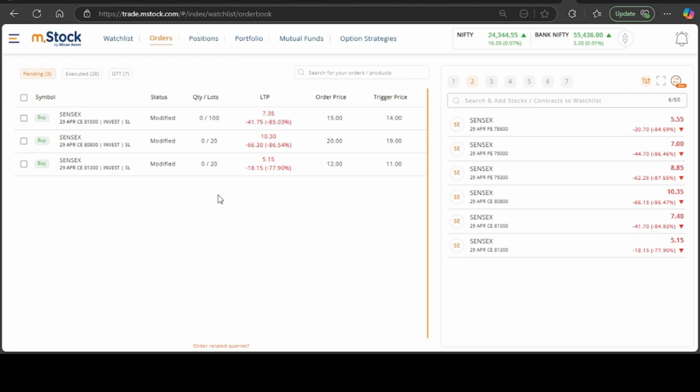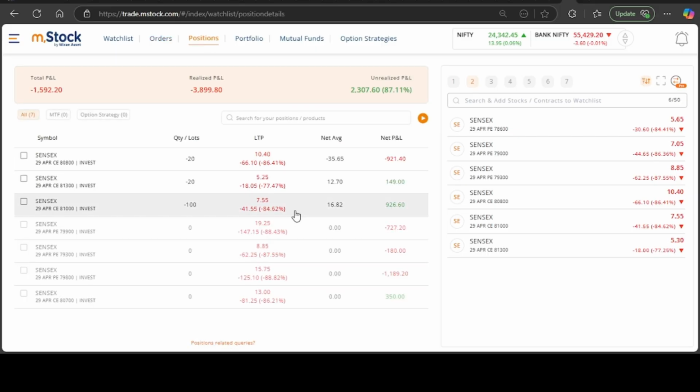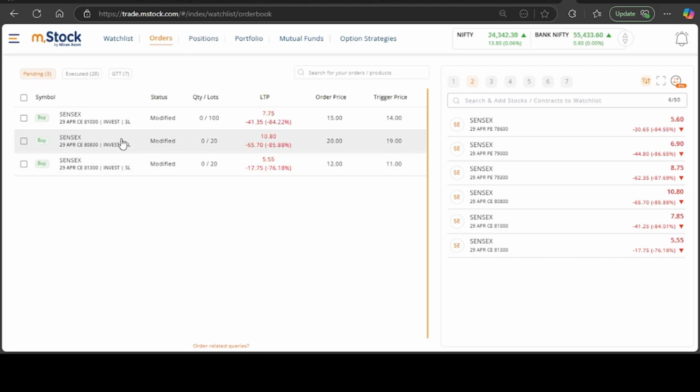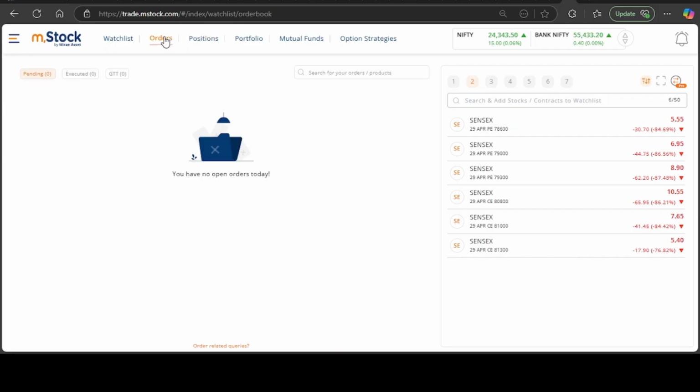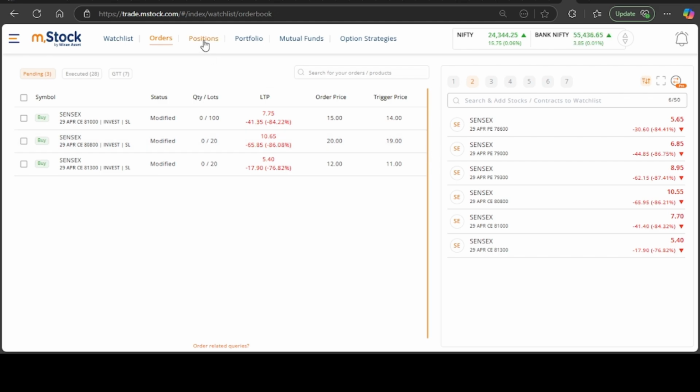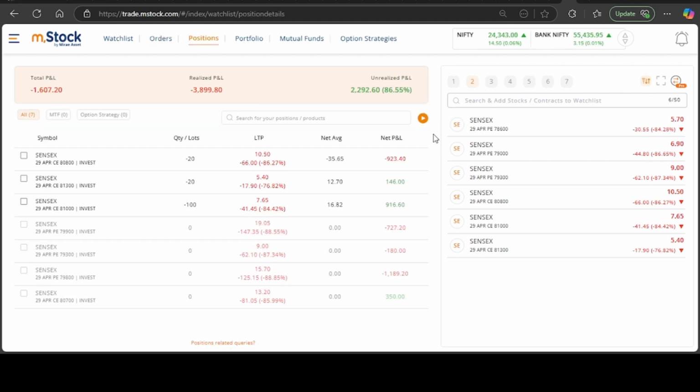I have these stop losses in place. 100 lots at 15, trigger price 14, and 20 lots. 80,800, 81,300, 80,800. Sorry, 81 is 120 lots and 20 lots, right? Okay, so this is what it is right now. I will give you all an update soon.